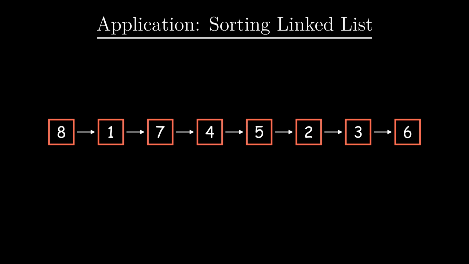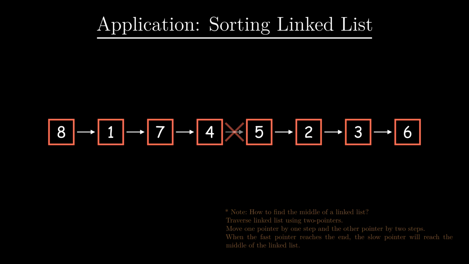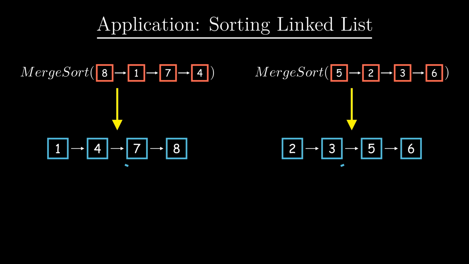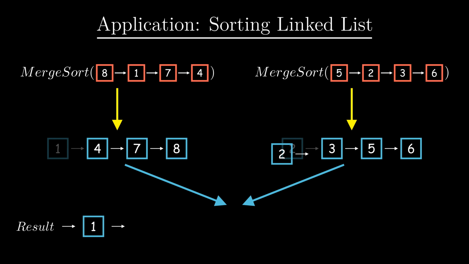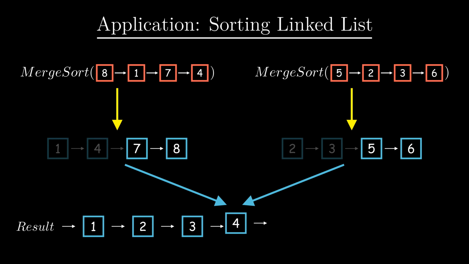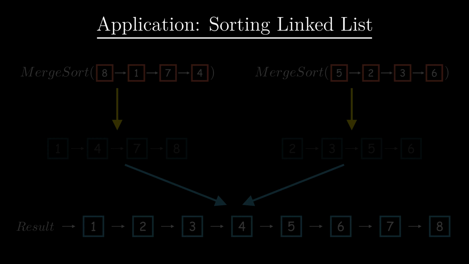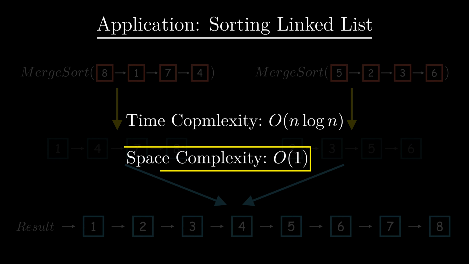Specifically, to sort this linked list of length 8, we should divide it into two sublists with length 4 and sort them respectively. Then, we only need to merge the two sorted lists. Since merging is a linear operation, it's easy to implement. If we repeat this recursively, the linked list will be sorted. By the way, the space complexity of merge sorting linked lists is O(1). It means we don't need any extra space.